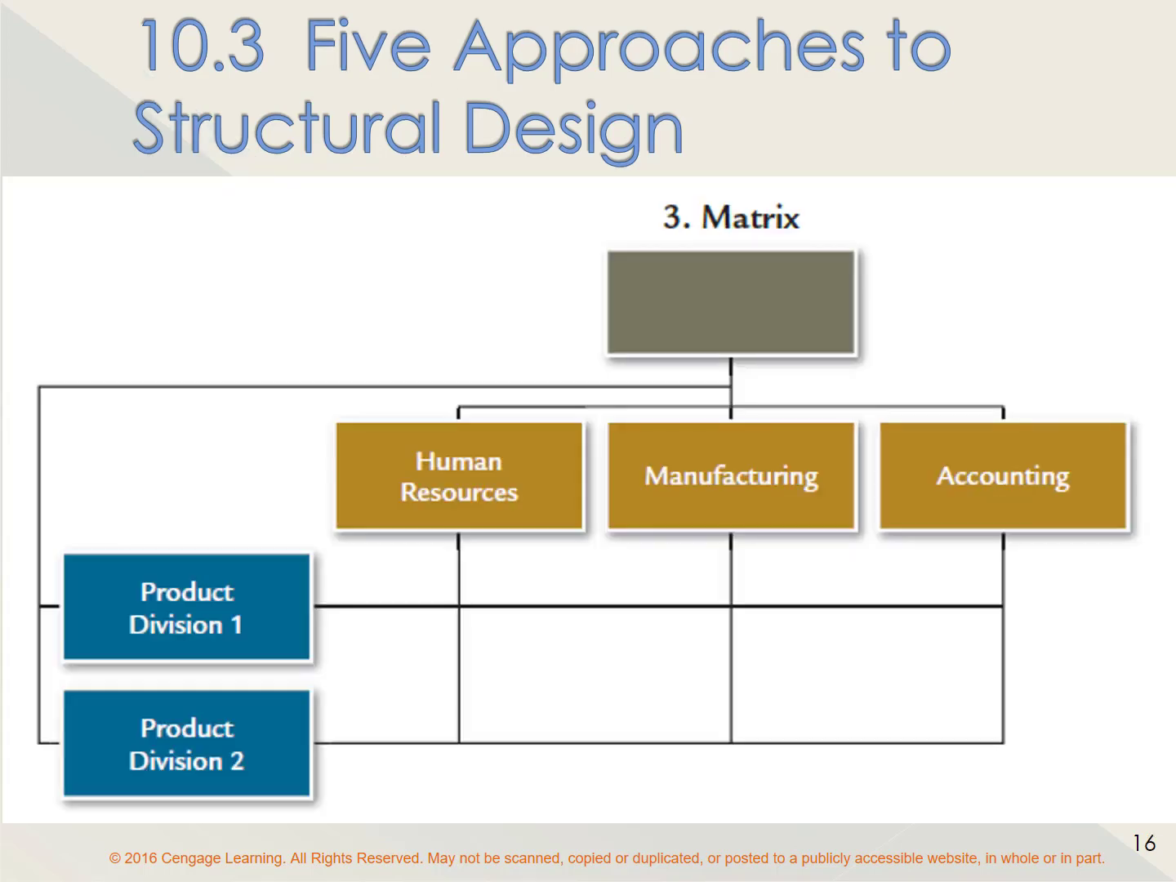Matrix. This is the one that I really enjoy. Matrix is, you have the product division, and you have the human resources department. So the human resources department actually services, you could see on each node, both divisions, and manufacturing both divisions. And so Matrix is growing very popular because it's efficient, people understand it, and it allows for growth because you could just start stacking divisions down below and still maintain a lot of organization.